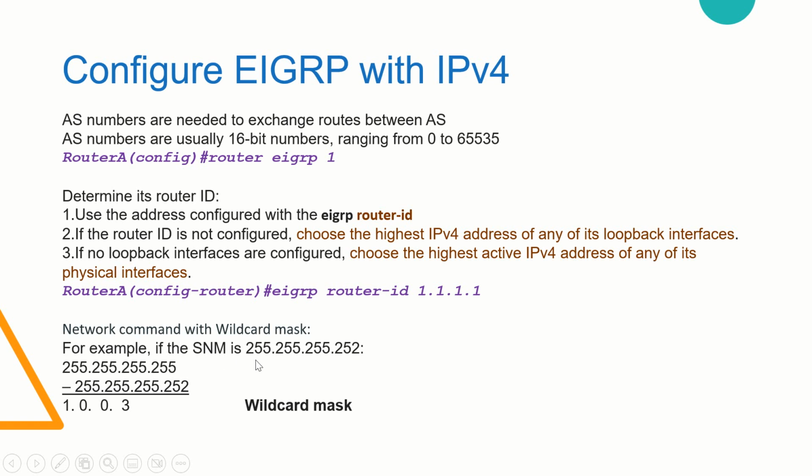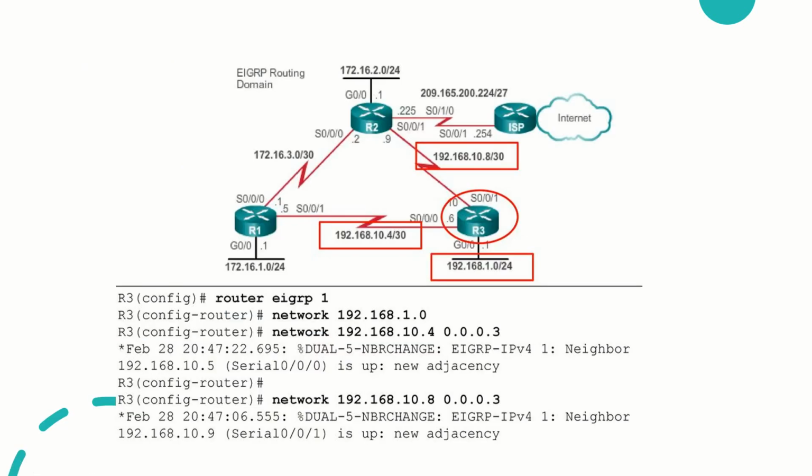And also, we need to use the network command here. After enabling router EIGRP AS number, for example, for router 3, you should advertise the network here and use the network number and wildcard mask router config command to enable and advertise a network in EIGRP.